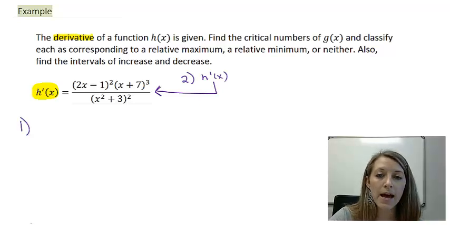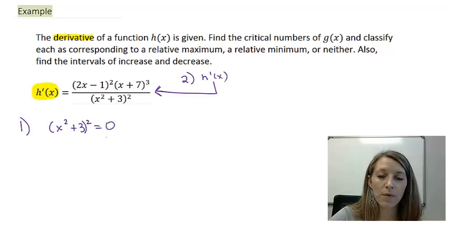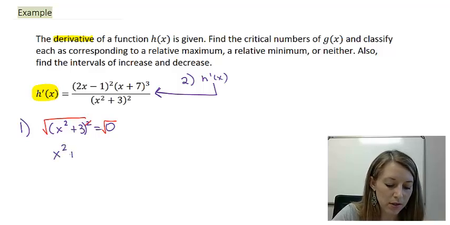Remember, domain asks for when our denominator is equal to 0 or when we take square roots of negative numbers. In this one, we have the denominator x squared plus 3 quantity squared. So we need to know when it's equal to 0. And we don't have any square roots in this function, so we don't have to worry about that. If I square root both sides, that eliminates the square here. And of course, on the right-hand side, square root of 0 is just 0.